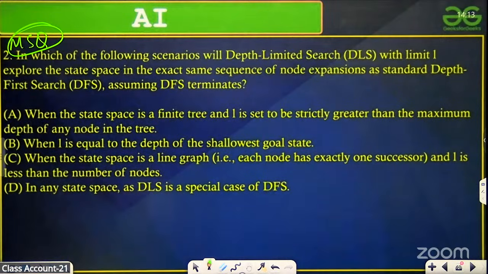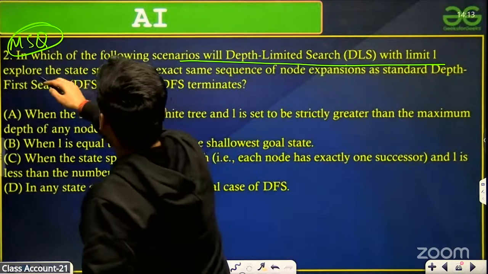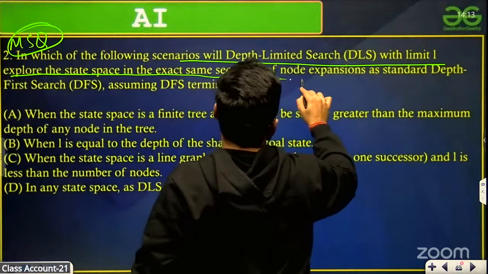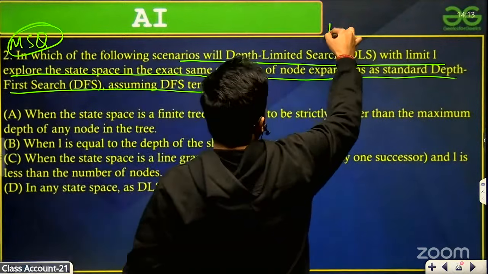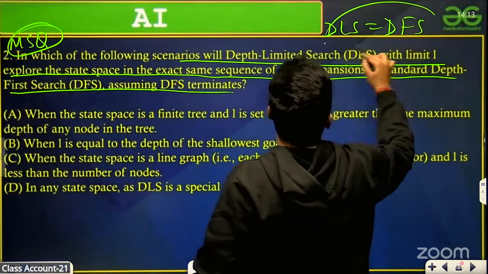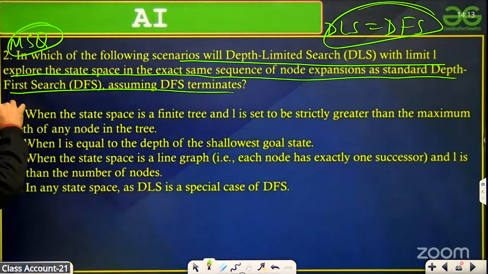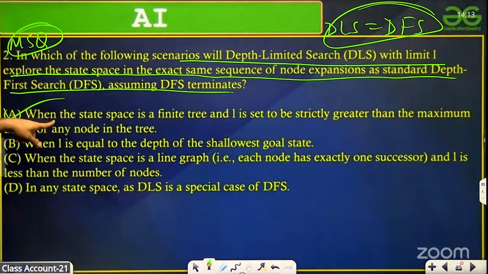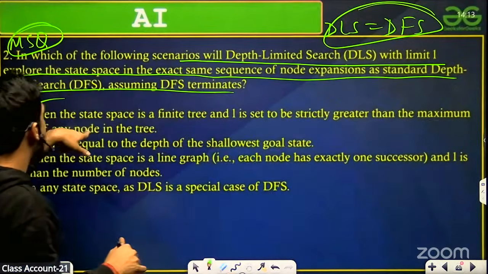So what is the answer? He says, which of the following scenarios will depth limited search with a limit L explore the state space in the exact same sequence of node expansion as standard DFS does? In what case would DLS search as DFS does? Guys, it is an MSQ question, but option A is correct: when the state space is a finite tree and L is strictly greater than the maximum depth of the tree.